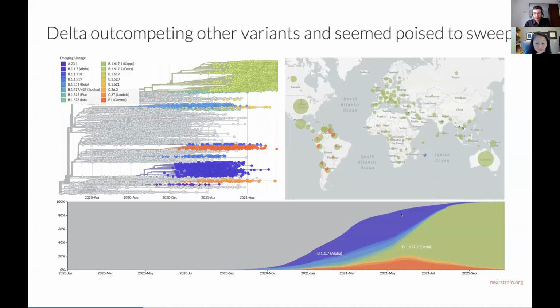And so if we look at this point, South America had been a bit of a holdout, but by October, basically there had been complete displacement. And before we get on to Omicron, let's just look at what was going on at this point.